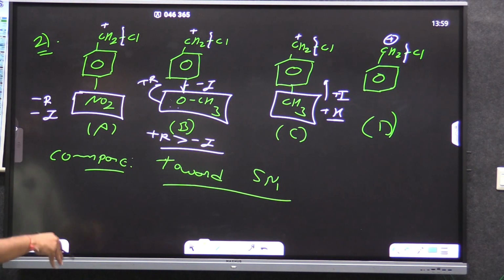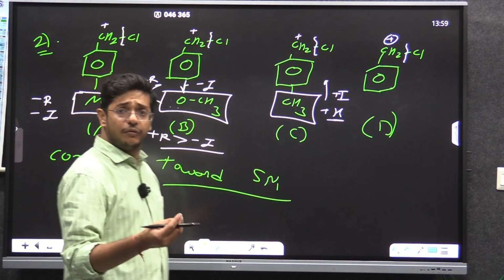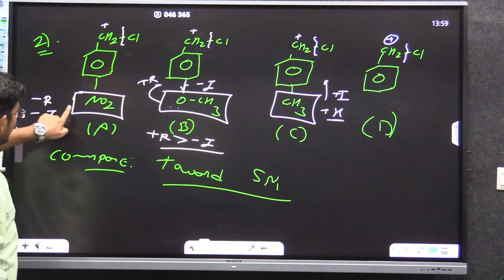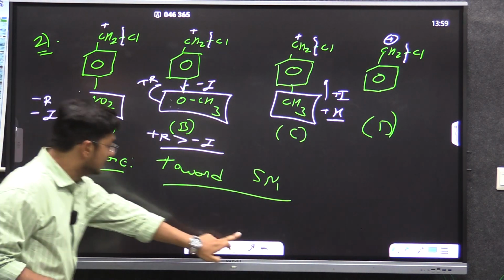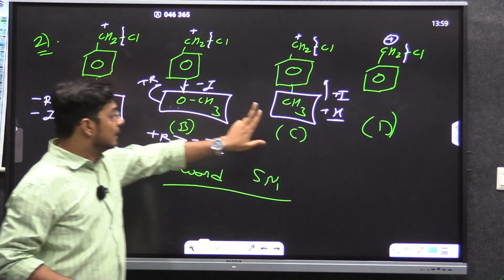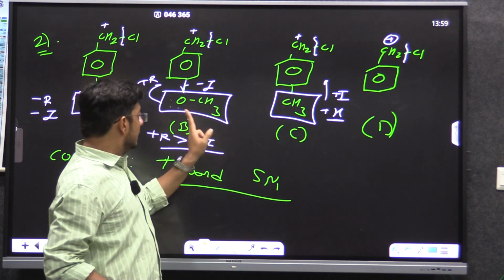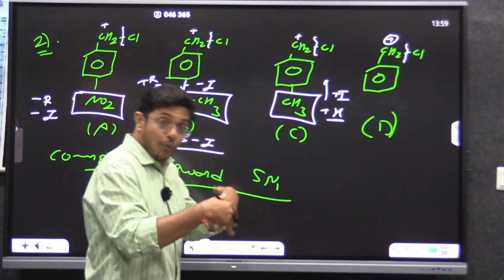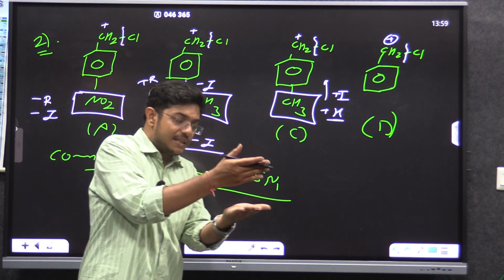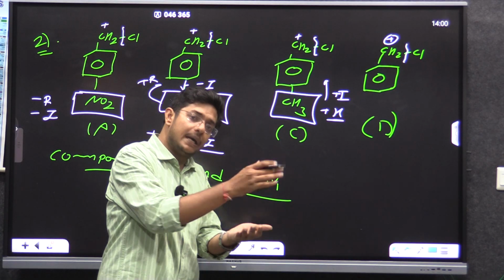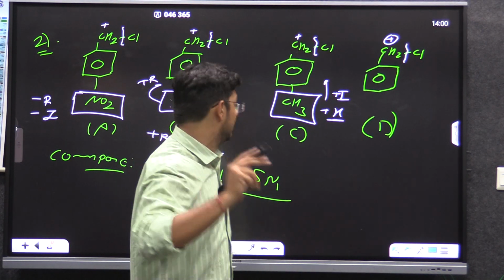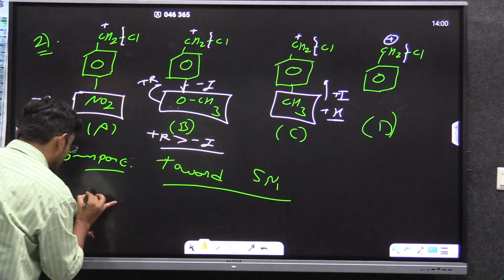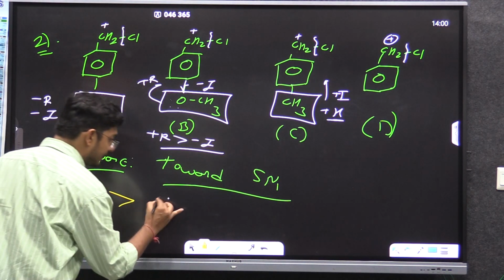Those factors which increase the rate for SN1 will favor the rate of reaction. NO2 decreases the rate, OCH3 increases the rate, and CH3 increases the rate. There are two members which increase the rate: the first is B and the second is C. Now which one increases it more? I hope you know resonance effect dominates over hyperconjugation, and hyperconjugation dominates over inductive effect. So the answer is B comes first and then C.